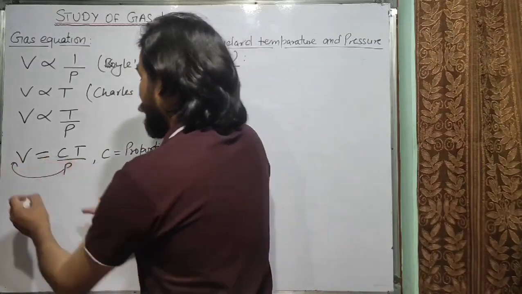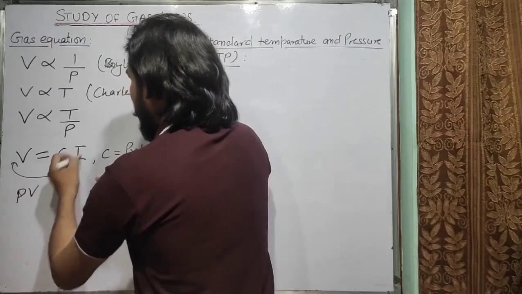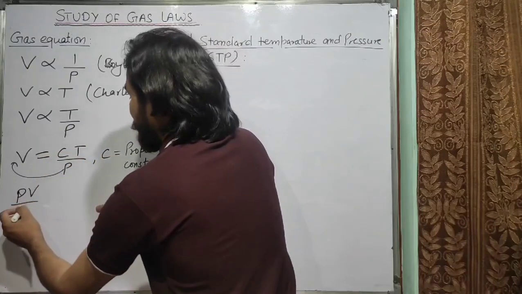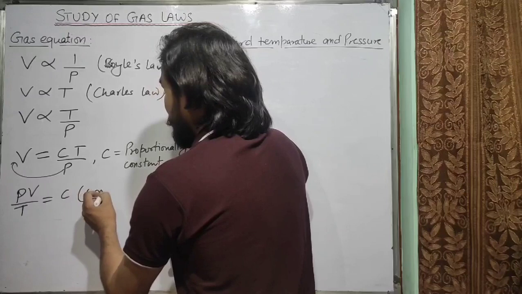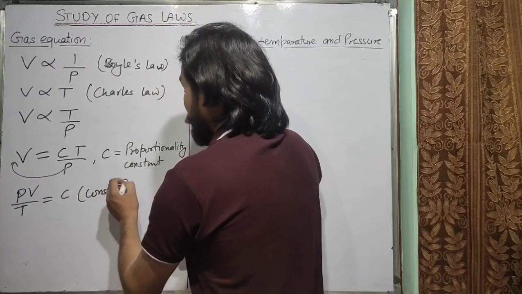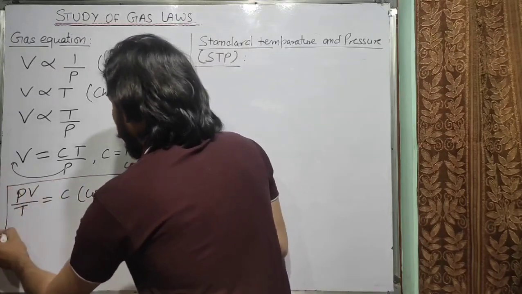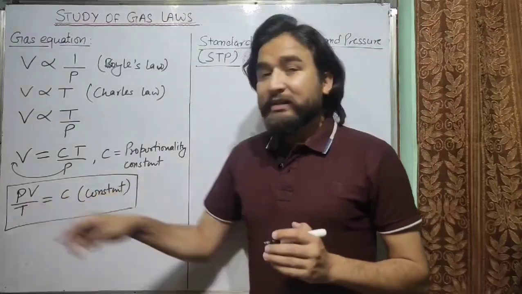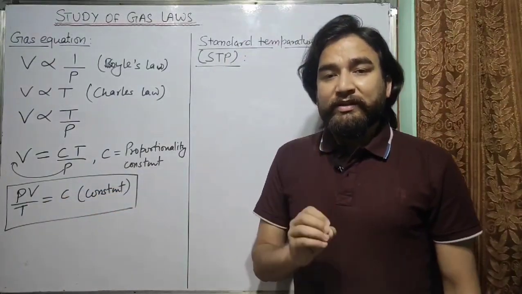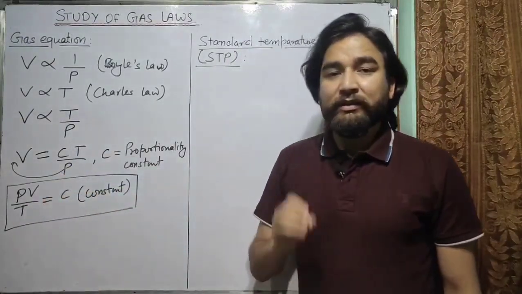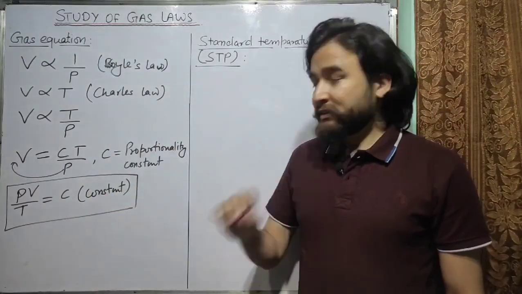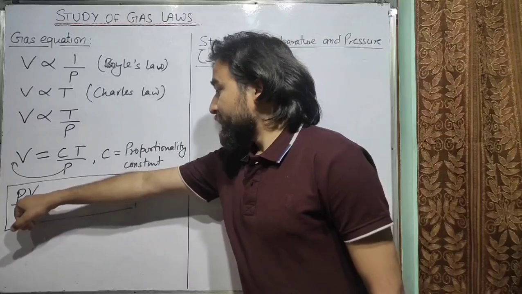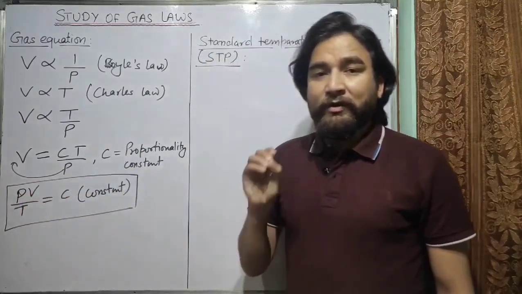Now C is the proportionality constant, so we can multiply P with V, giving PV, and we can divide by T on the other side. So PV by T is equal to C, that is a constant. This is what we get as the gas equation. The gas equation says that pressure into volume by temperature, that is absolute temperature, is always constant. So for any given amount of gas, PV by T is always constant.